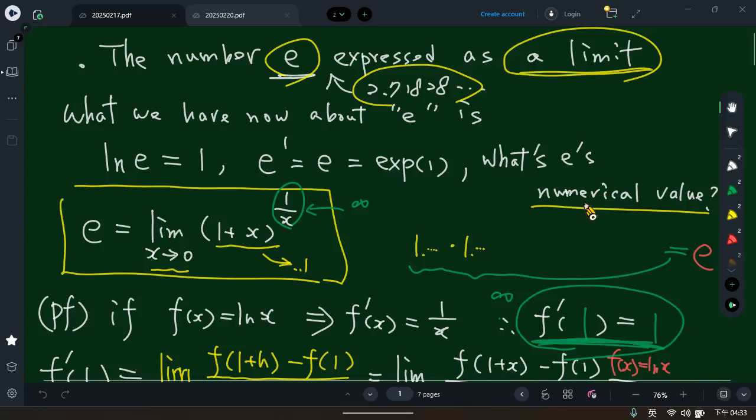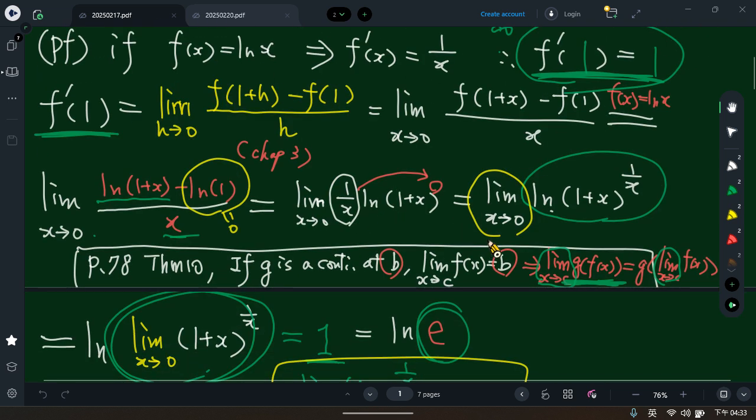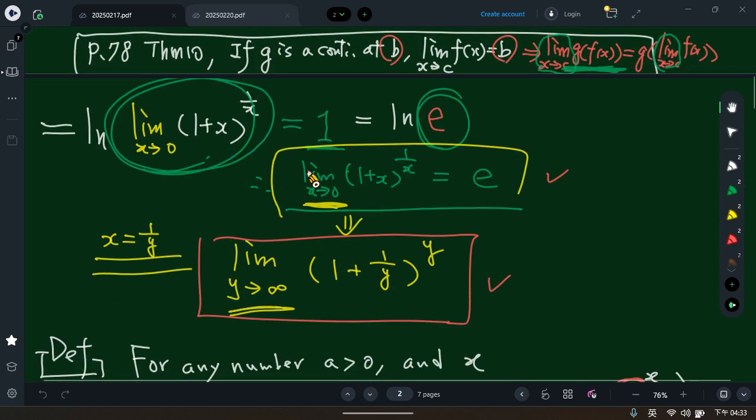As we just learned last time, we can express e as a limit in this form. By using this one, you can estimate the numeric value of e. As I told you, you can use some small number here to calculate e.